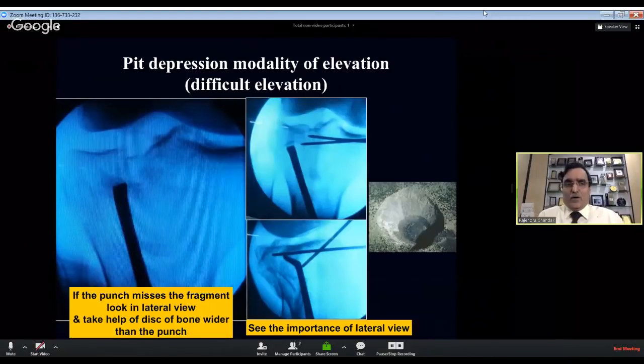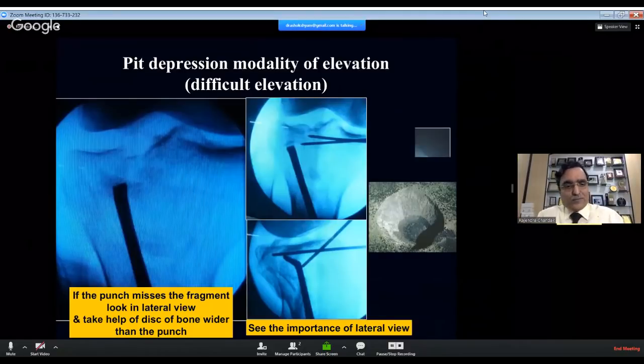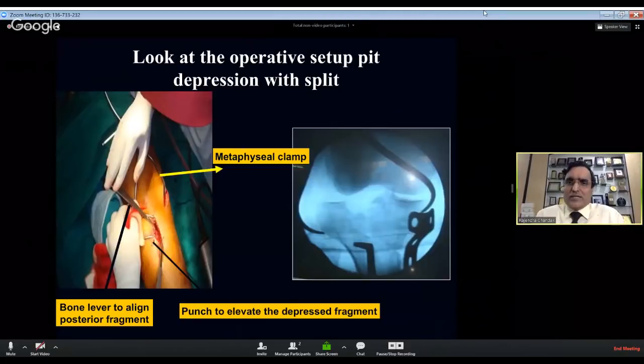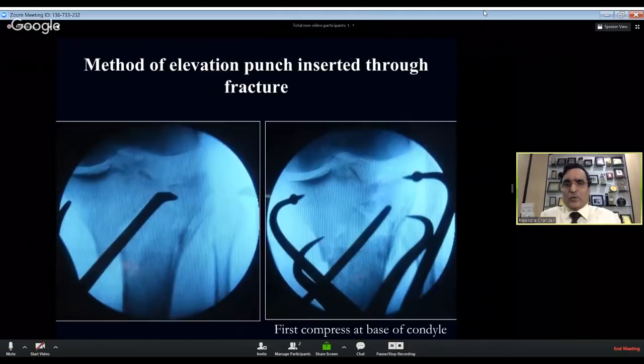It is difficult because multiple fragments have sunken low deep into the condyle, and all fragments may not align properly. And this is one category which requires a meniscus lifting or a sub-meniscal approach to properly align the fragments. Look at the operating setup for a plate depression with a split, where clamps are applied in a buttress with a plate from one side, then elevate with a disc at bone to get back the articular congruity.